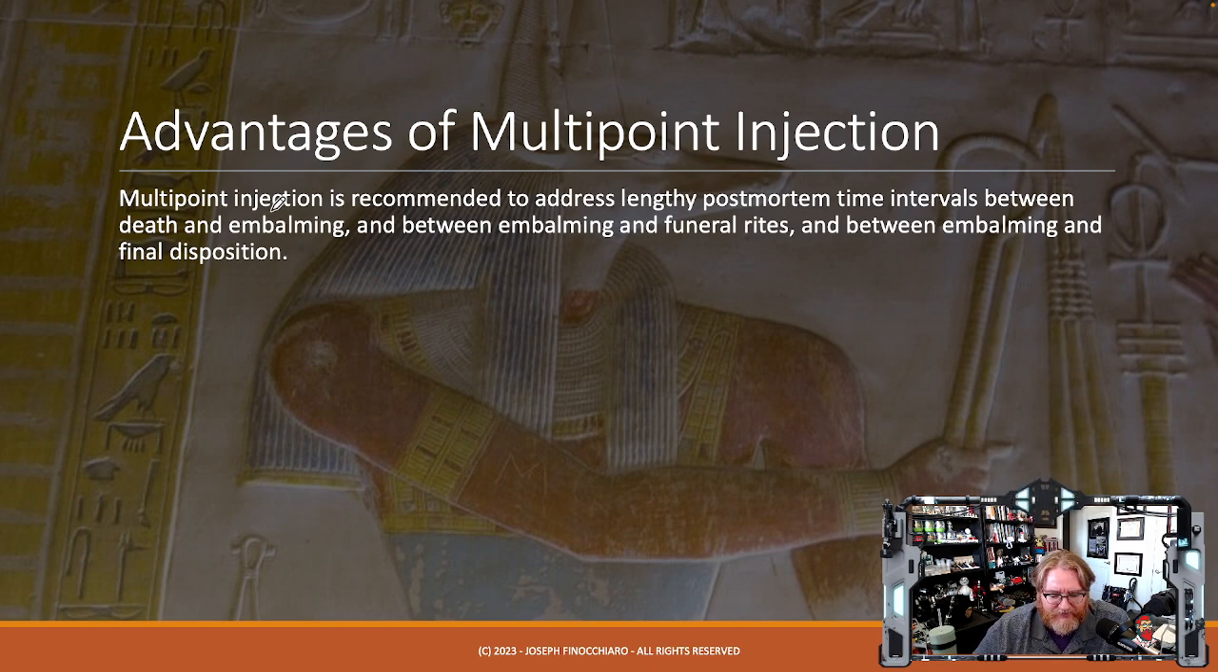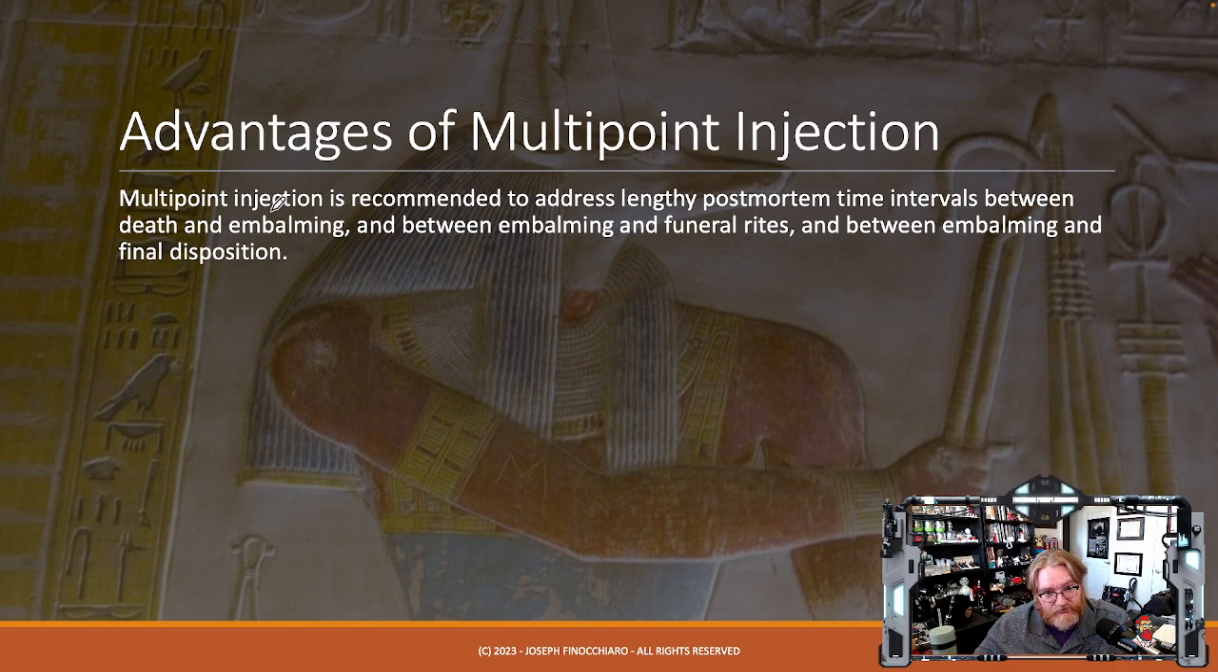Multi-point injection is recommended to address lengthy post-mortem time intervals between death and embalming, between embalming and funeral rites, and between embalming and final disposition. Fancy way of saying, when is multi-point recommended? When one point isn't correct, period. One point is not suggested when there are time delays in any one of these areas, or when you have any complicating condition such as edema, and stuff like that.